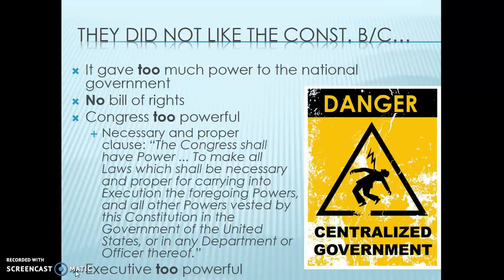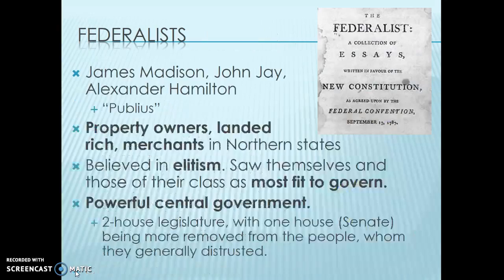They did not like the Constitution because it gave too much power to the national government. There's no Bill of Rights. Congress is too powerful. They were very nervous about the necessary and proper clause, which Alexander Hamilton fought tooth and nail to have stuck in there, which is: Congress shall have the power to make all the laws which shall be necessary and proper for carrying into execution the foregoing powers, and all other powers vested by the Constitution in the government of the United States or in any department or office thereof. So again, the point here is the government can do whatever is necessary and proper to keep the government functioning. They believed this made the executive branch too powerful and the federal government in general too powerful.